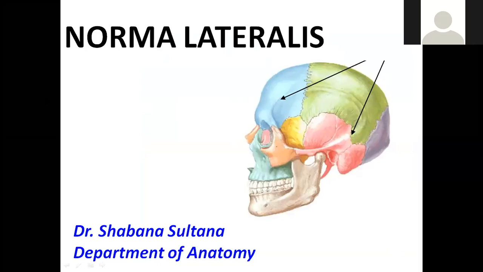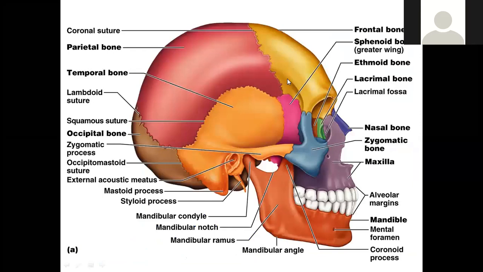So are you able to see norma lateralis on the screen? In norma lateralis, various bones are taking part. That's the reason I have used different colors. For the frontal bone, golden color is used. Parietal bone, pink or a little violet. This is the temporal bone. In pink color, we have the sphenoid bone. And this is the occipital bone.